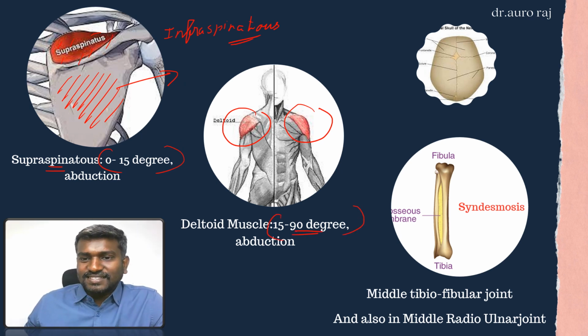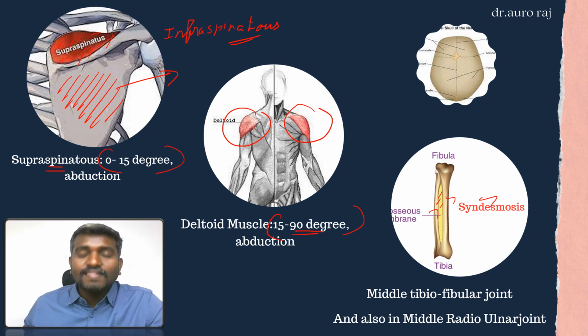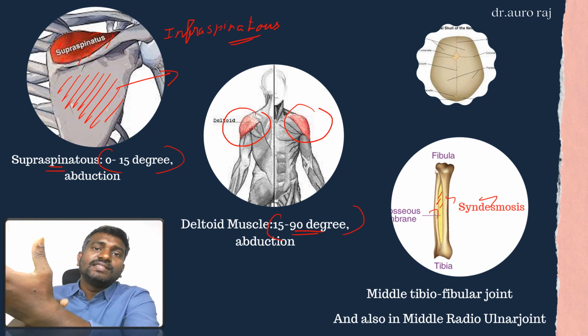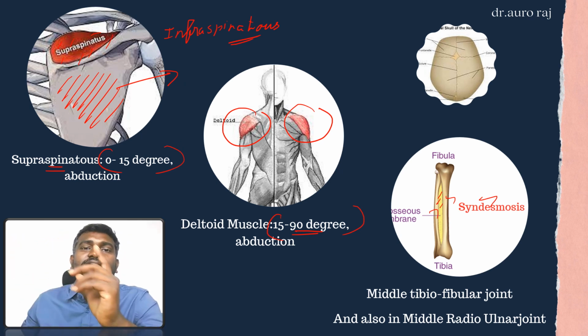The next is going to be the syndesmosis joint. Here, this is going to be in between the tibia and fibula. So therefore, it is called as tibiofibular joint. And a similar joint is present between the radius and ulna. It is called as middle radio-ulnar joint.